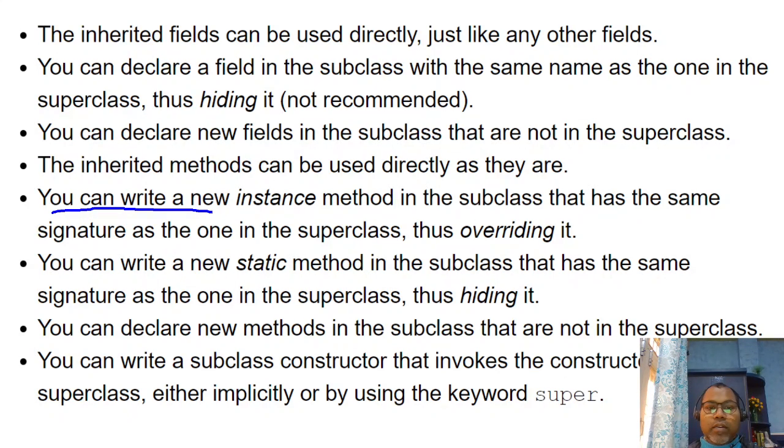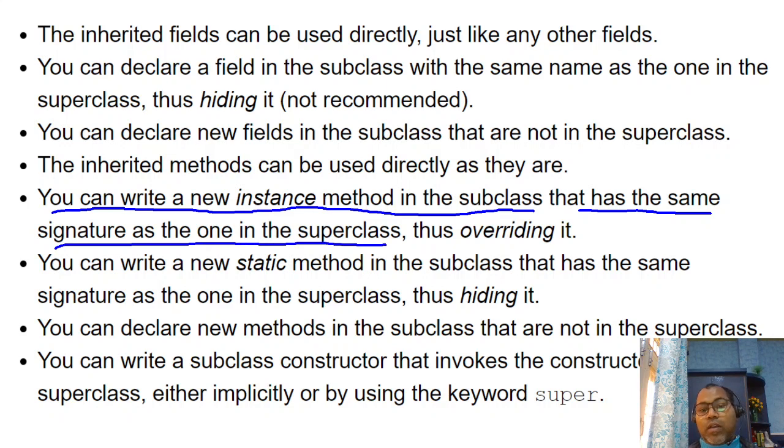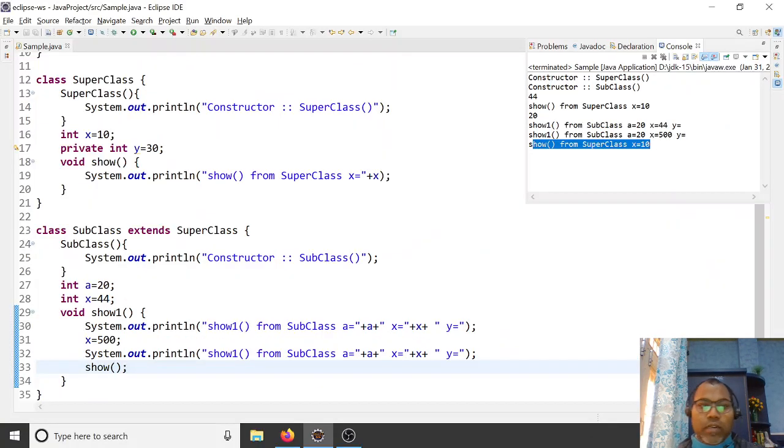You can write a new instance method in the subclass, just like we wrote a show one, with the same name and signature as the one in the superclass. This is known as overriding. Let's see an example of what happened. You have defined a show method. Here you can also declare your x variable, the same variable x. This is hiding the value.